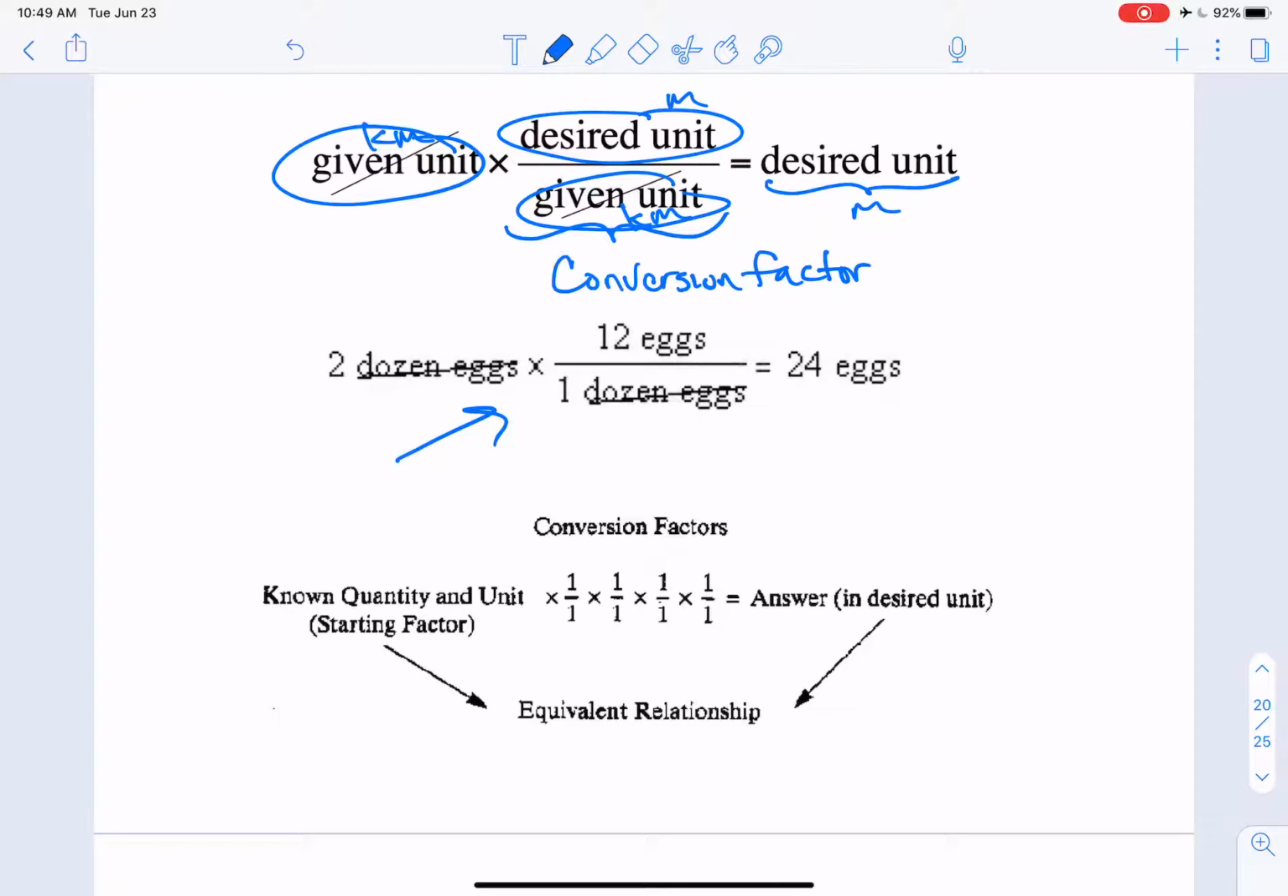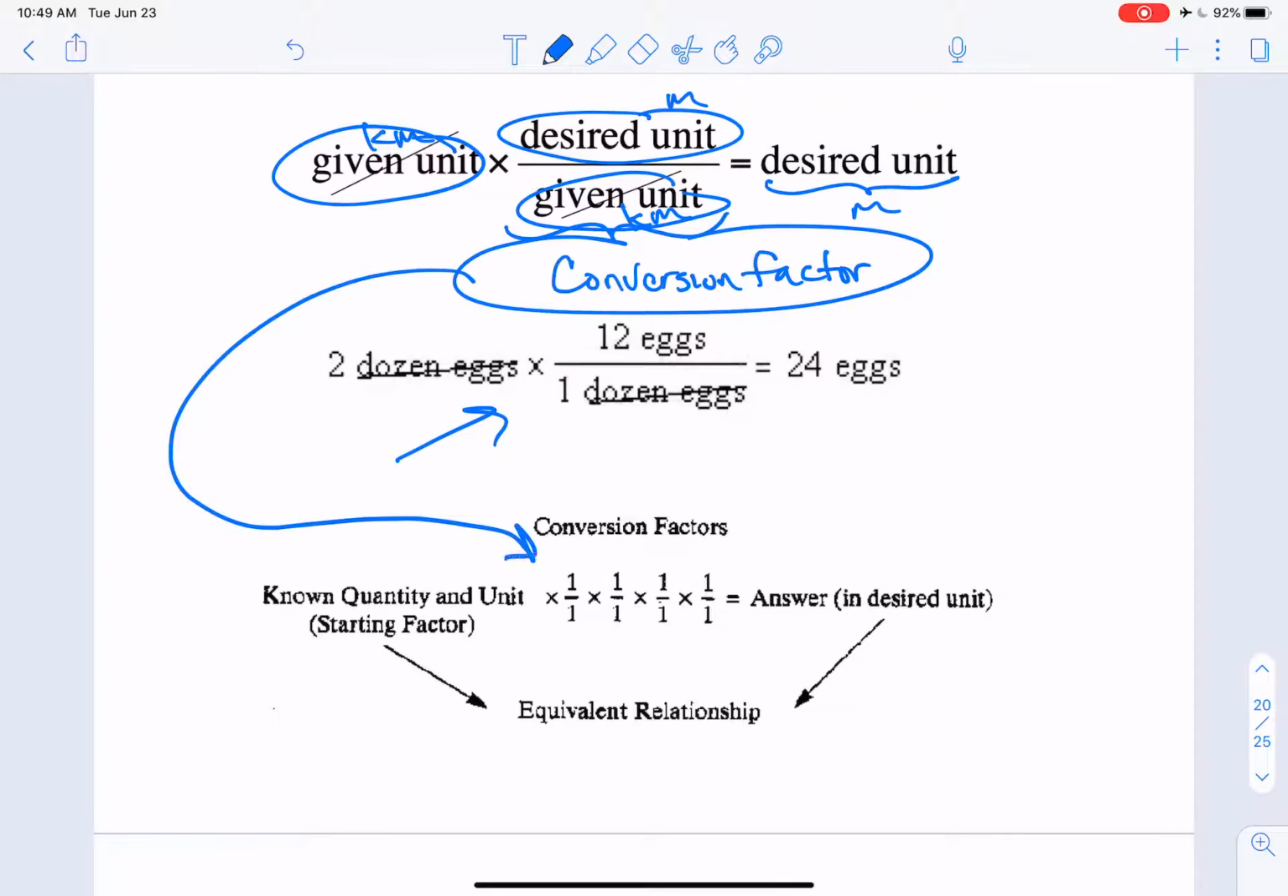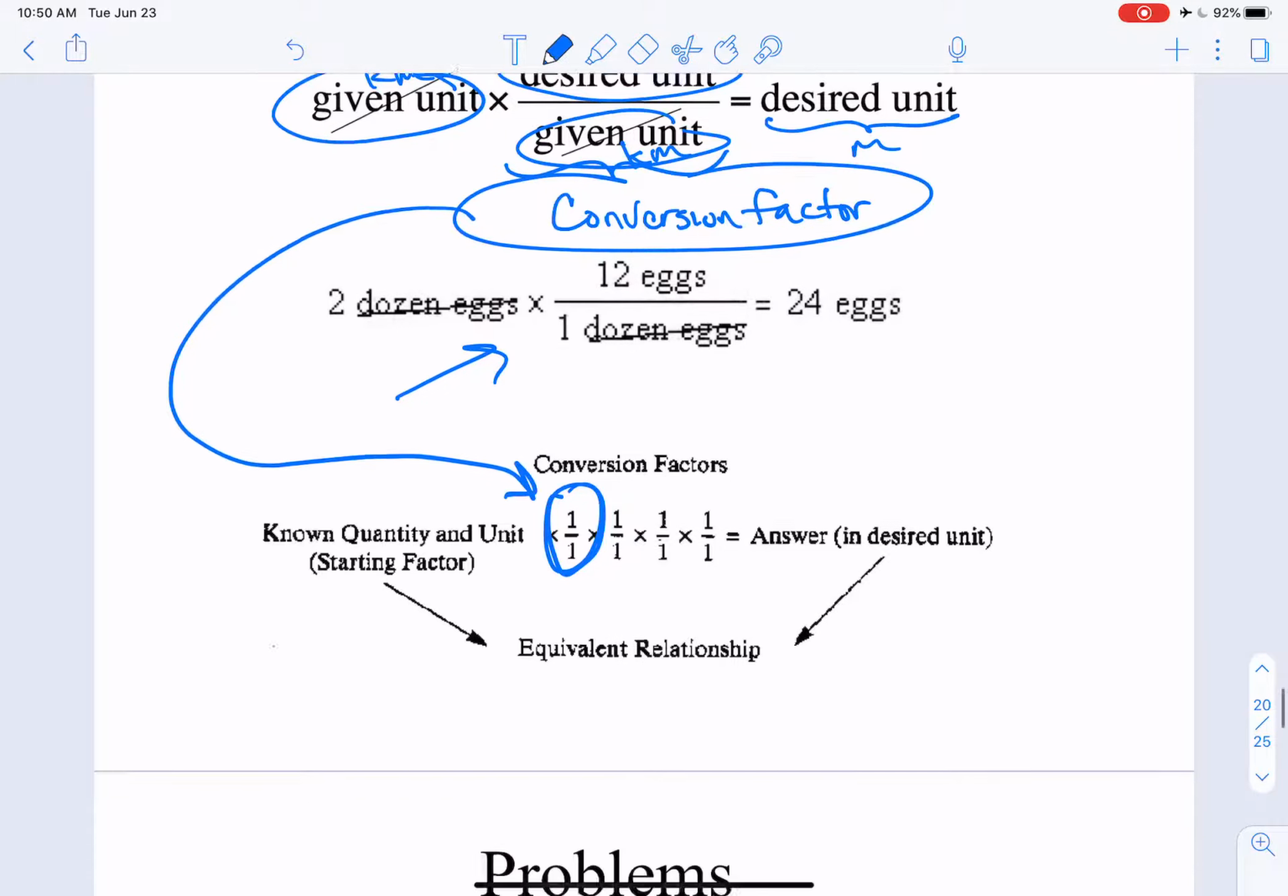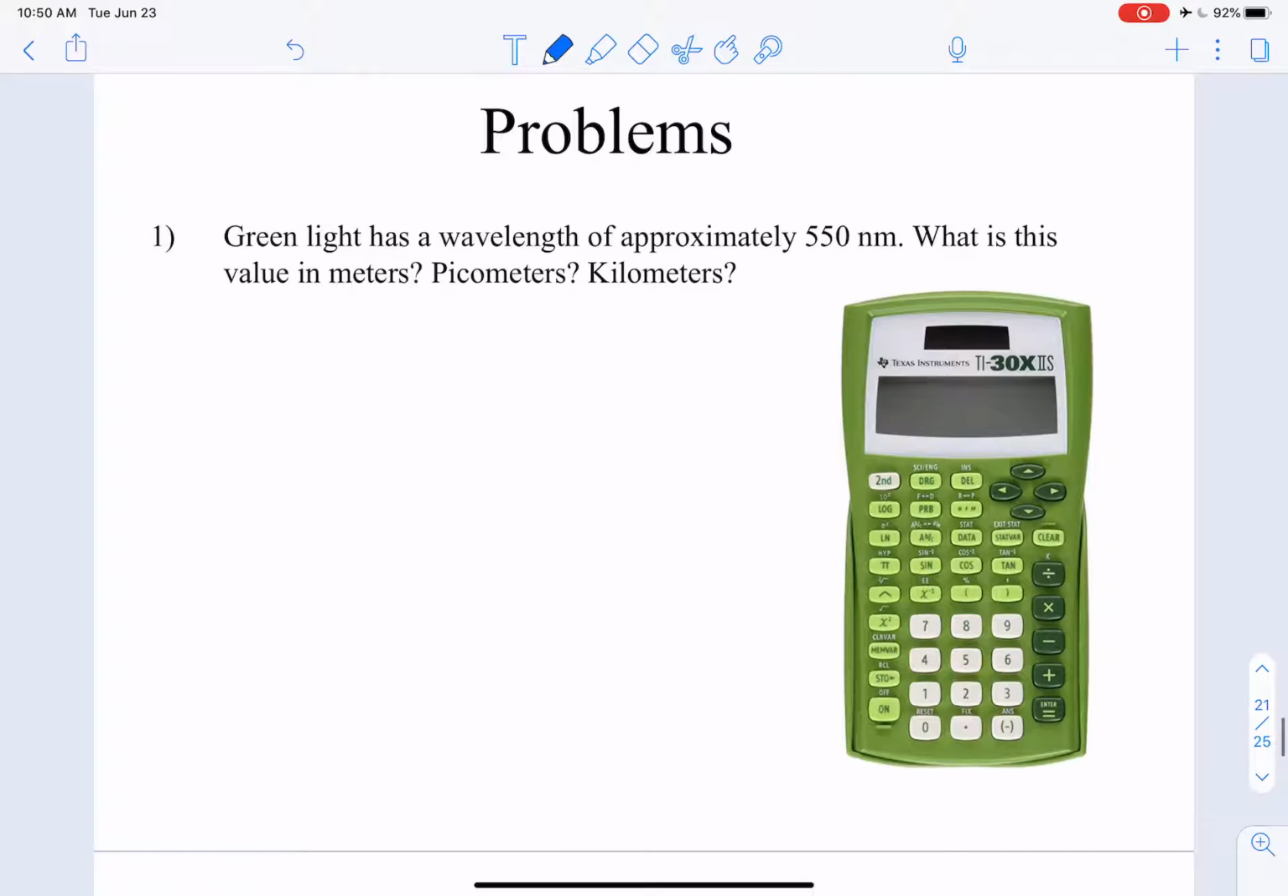So what we're doing with our conversion factor is we are actually just multiplying our given by 1, because our conversion factor will be equal to 1. So we're not changing anything illegally, mathematics-wise. We're just changing the unit. Okay, so that was a lot of blah, blah, blah. So let's actually do some of these problems.